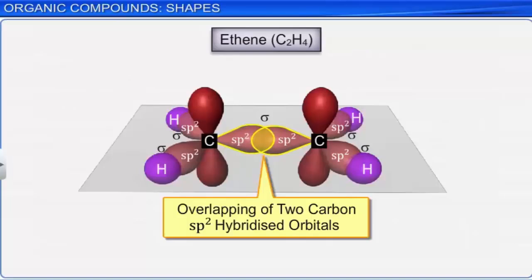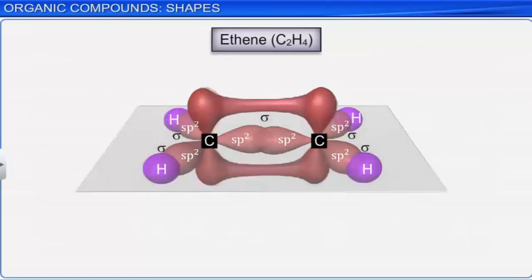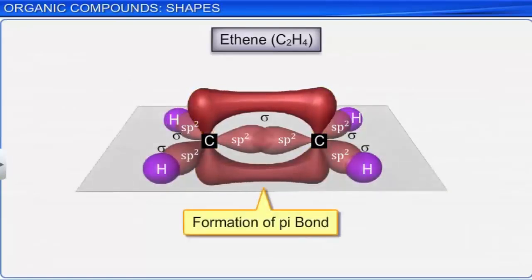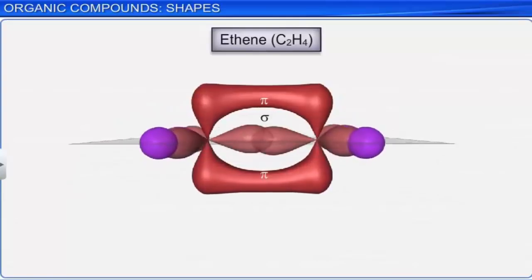The unhybridized or pure 2pz orbitals of both the carbon atoms overlap laterally to form a weak carbon-carbon pi bond by pp overlap. Pi bond doesn't account for the shape of the molecule. All the 6 atoms forming the sigma bonds lie in one plane, and the pi bond lies perpendicular to the plane. Thus, the shape of the molecule is trigonal planar.